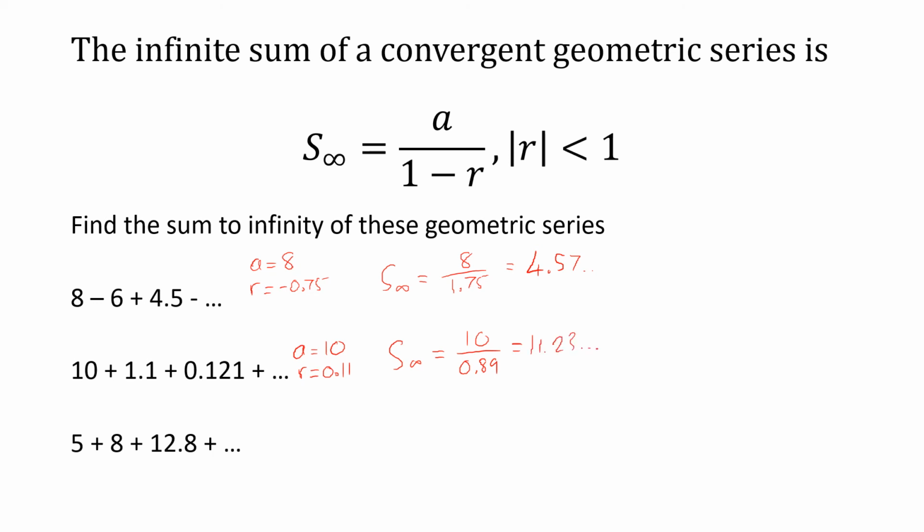That's fine. And then for our third one, we've got a is equal to 5 and r is equal to 1.6. So S infinity is equal to danger, danger. The modulus of r is not less than 1. So the sum to infinity does not exist. This is a divergent series.